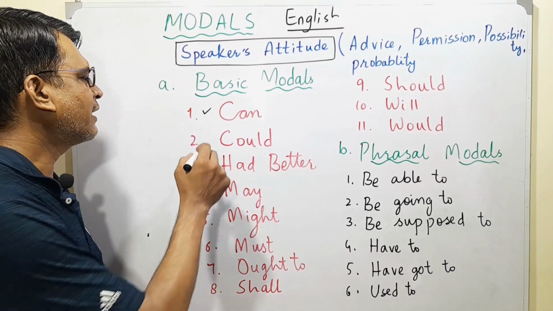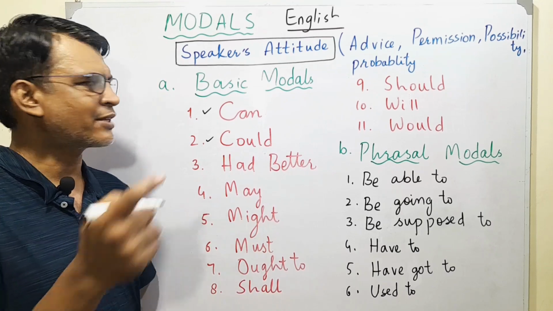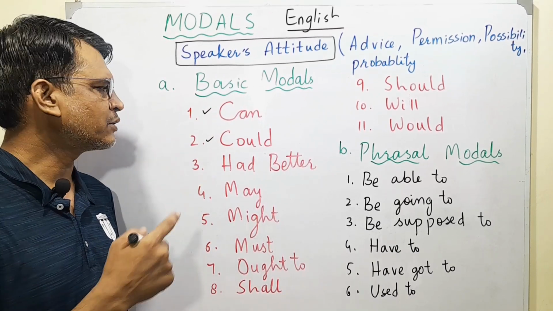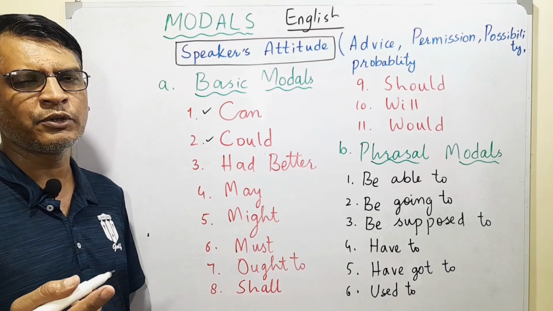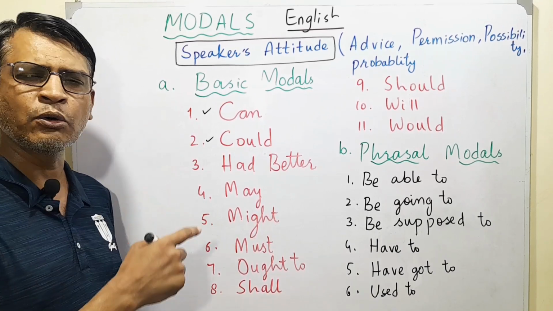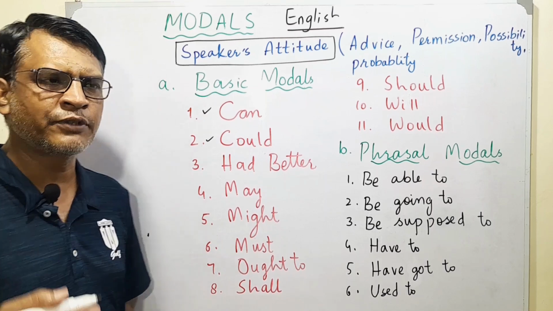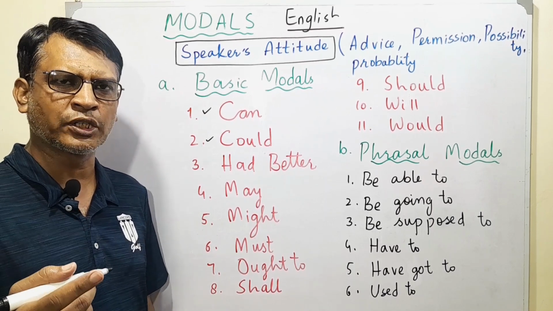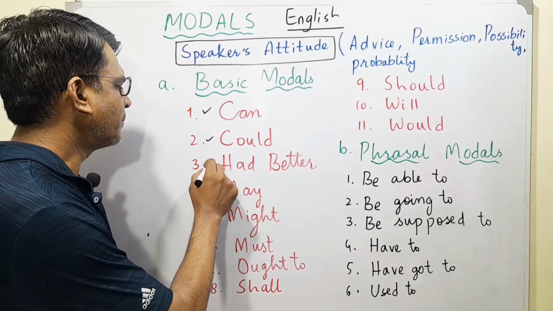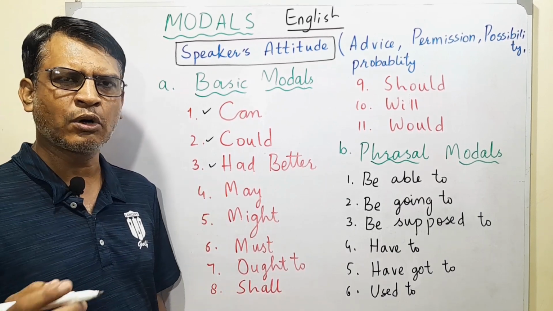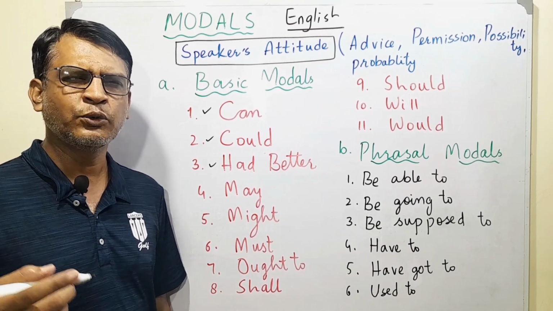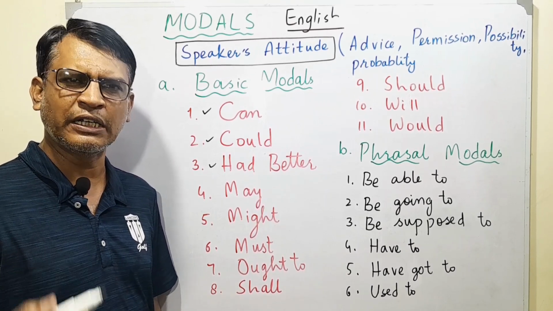Then we have could. Could is actually the past of can. So if you talk about a past ability, you can use could. For example, you say, I could speak English when I was young. Could is also an expression that we use to talk about permission. Could I borrow your pen, for example? Then we have had better. Had better is talking about advisability. For example, I might say, you had better see a doctor if you are not feeling well.